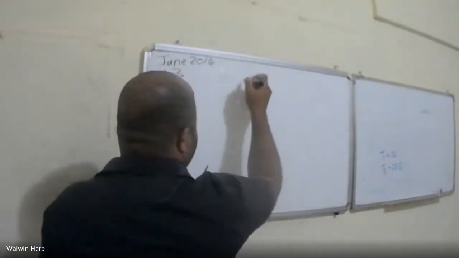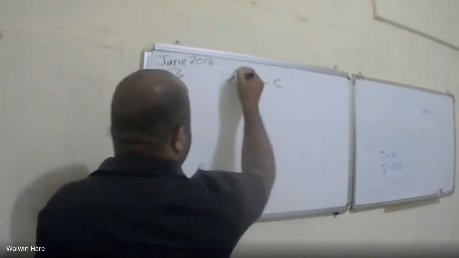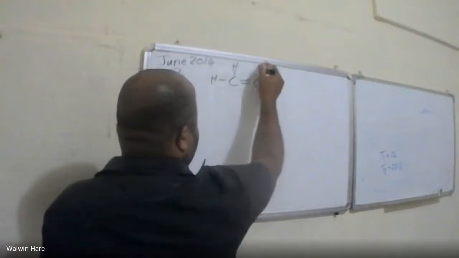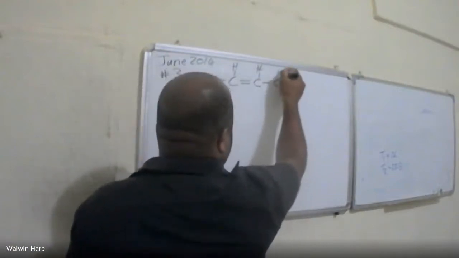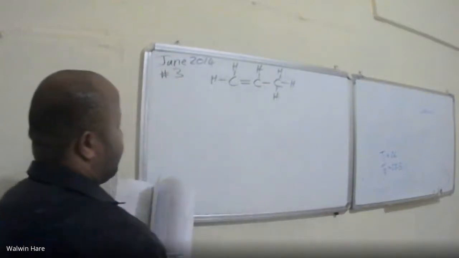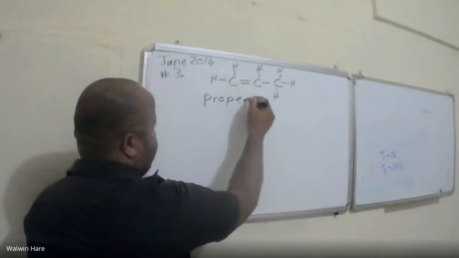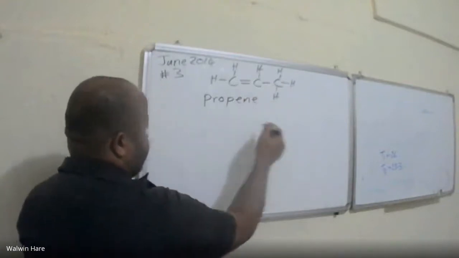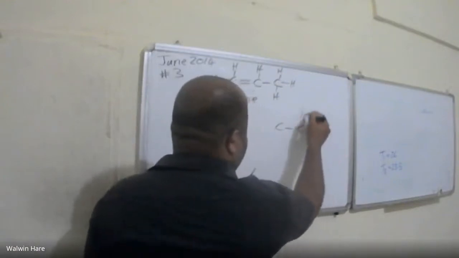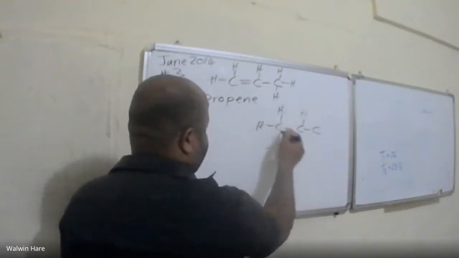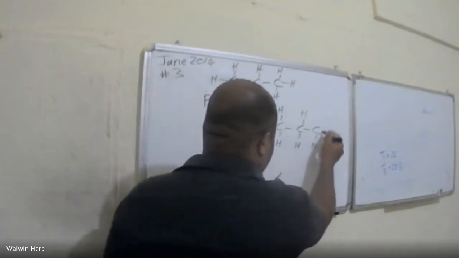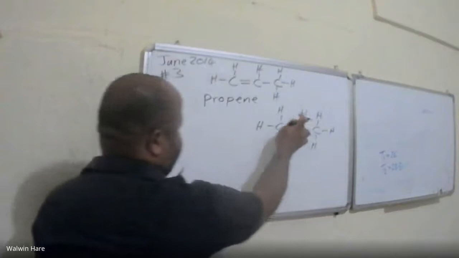Alright, so we have this alkene. Can you tell me the name of this alkene? It's 3 carbons. Is it propene? That is correct, propene. And then I have this. What is the name of this compound? Propane. Correct. Propane.